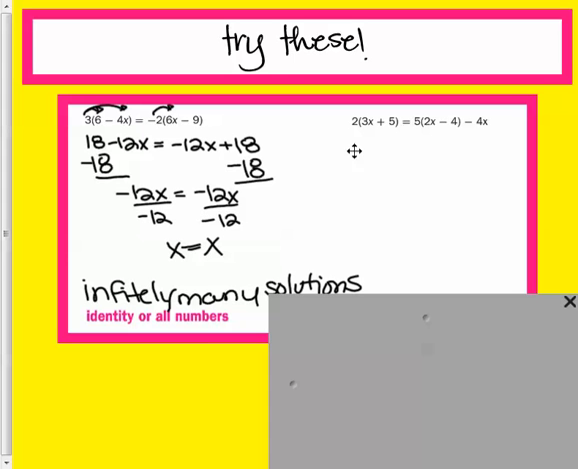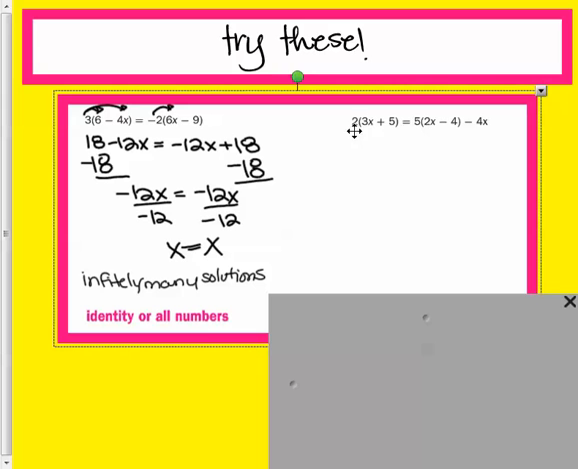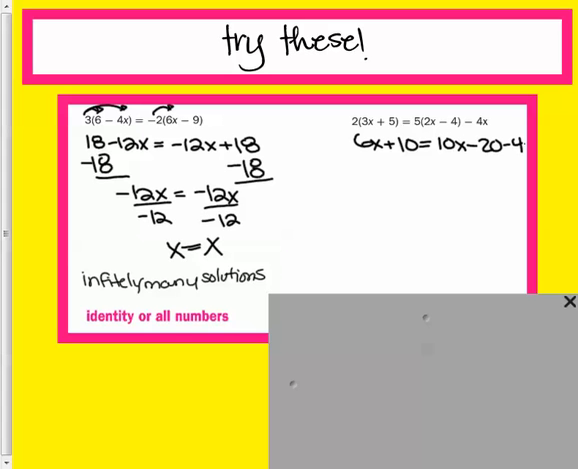Okay, in the next one, take 2 times 3x and get 6x, 2 times 5 and get 10. Then over here, take 5 times 2 and get 10x. 5 times a negative 4 and get negative 20. Bring down your negative 4x. So when we simplify, we get 6x minus 20 equaling 6x plus 10.